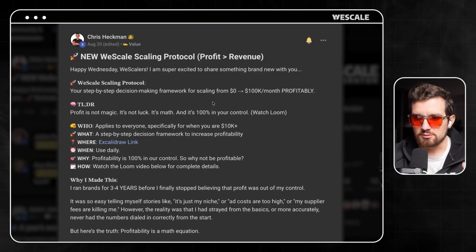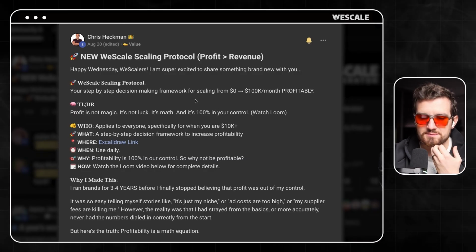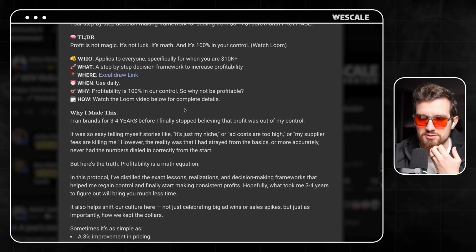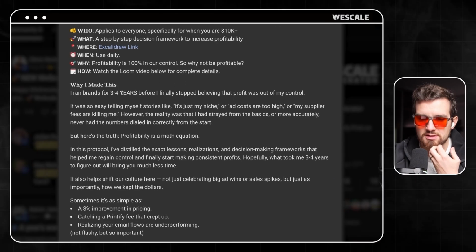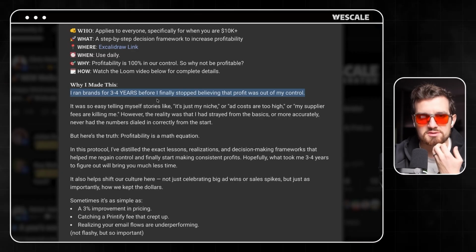But the post that I wrote was addressing this, and that is the roadmap to basically getting to profitability. Because I ran brands for 3 to 4 years before I stopped believing that profit was out of my control.